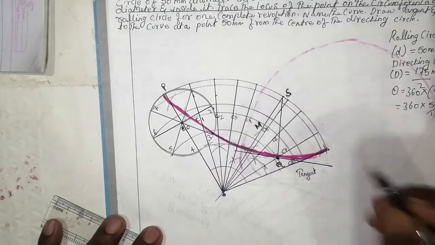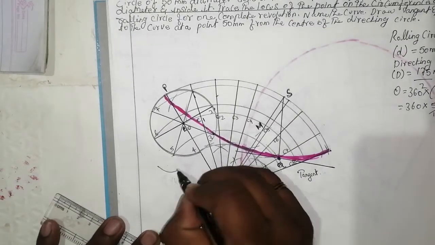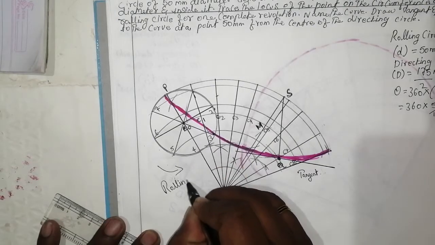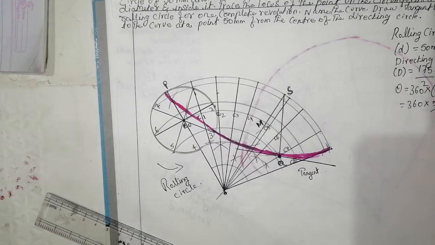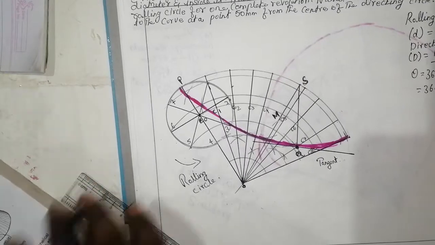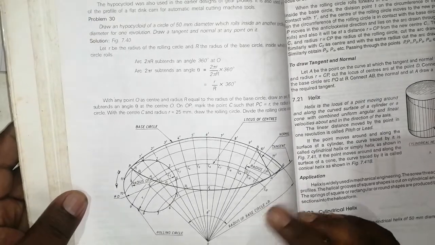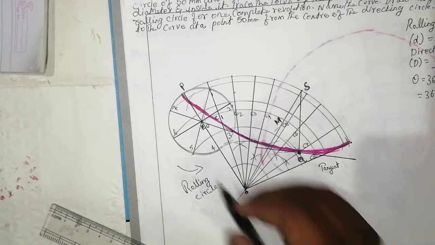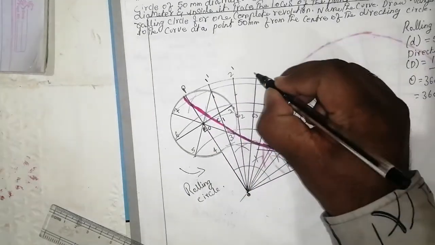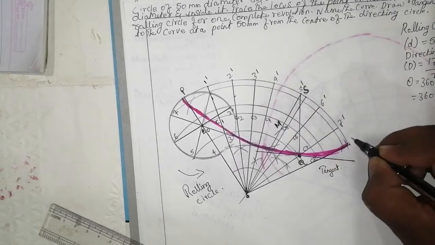If any doubt, you can comment, message me, come on WhatsApp or anything. So this is called the rolling circle. You can refer to the book. It is given like this only. This is the baseline, normal, tangent, rolling circle, radius of a circle. So keep on going like this. You can mark here 1 dash, 2 dash, 3 dash, 4 dash, 5 dash, 6 dash, 7 dash, 8 dash.